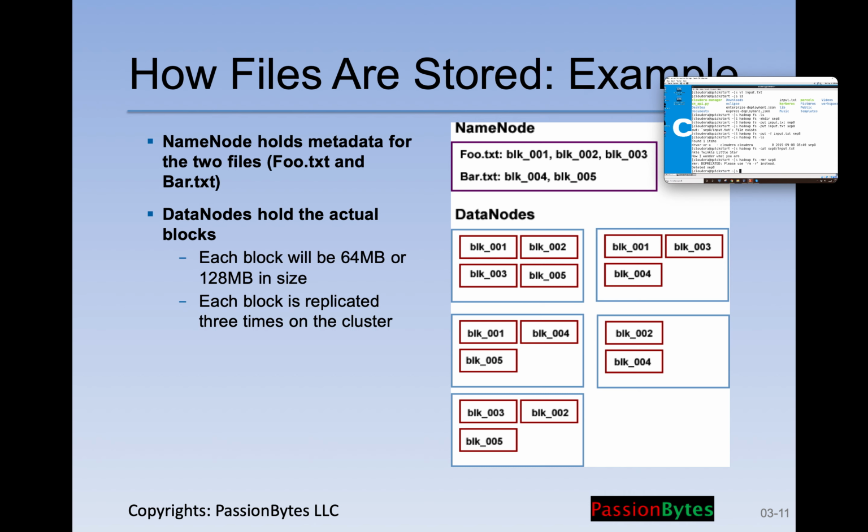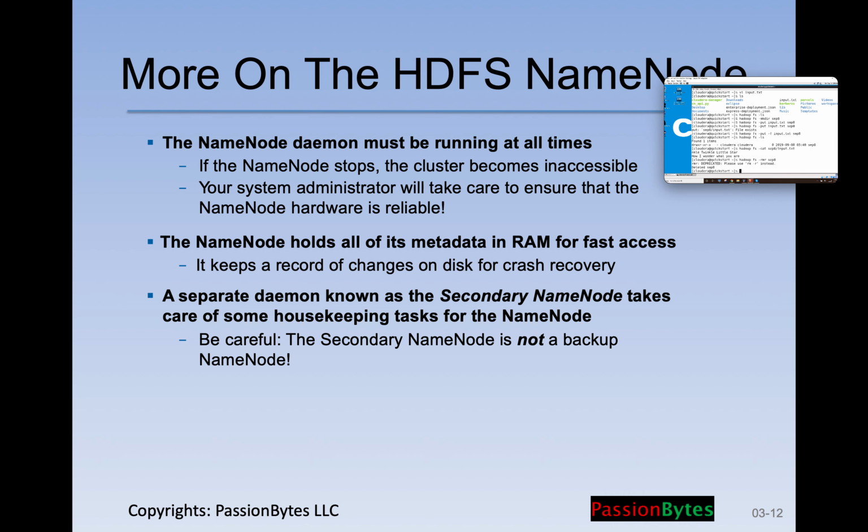In the normal setup, 3 copies. In the virtual machine, only one. Why? Only one data node. The name node must run all the time. So what will happen in a very big Hadoop cluster if the name node went down? Gone. There is no way that you can come out.